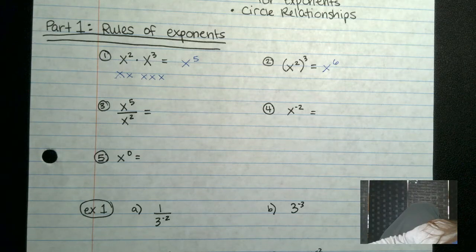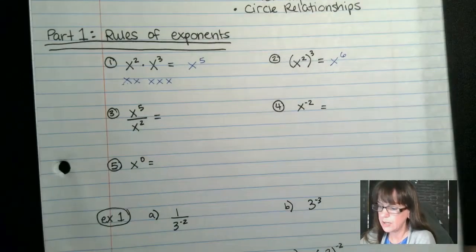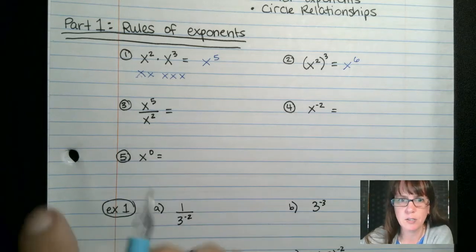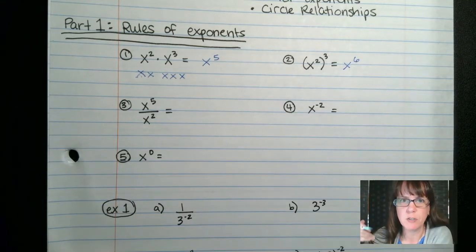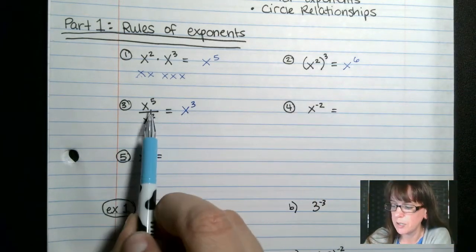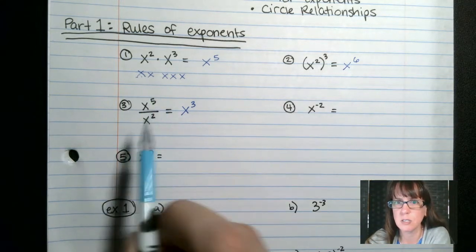Sorry, I need some more paper to write on because this is going right through. Okay, so the next one is this rule right here. We have x to the 5th over x squared. What that means is we have 5 upstairs, 2 downstairs. We get rid of the 2 downstairs and get rid of 2 upstairs, and that leaves us with x to the 3rd, which ultimately this is just subtraction. So this one's multiplication, this is addition, this is subtraction.